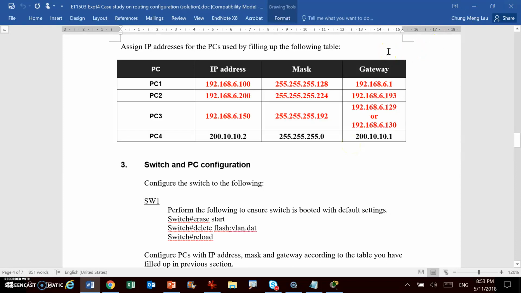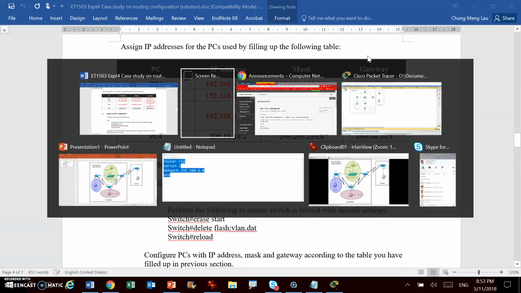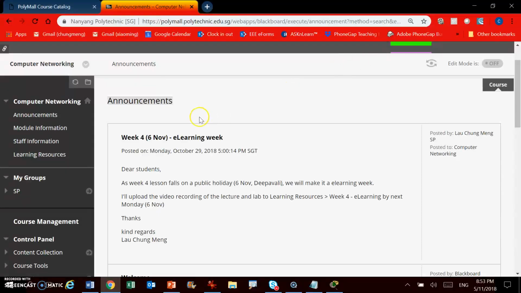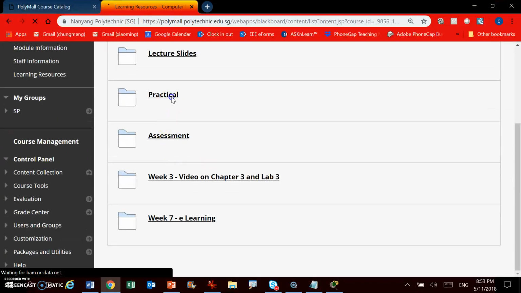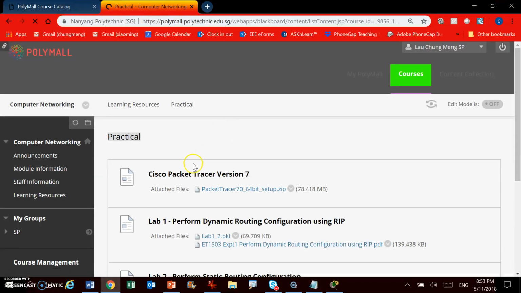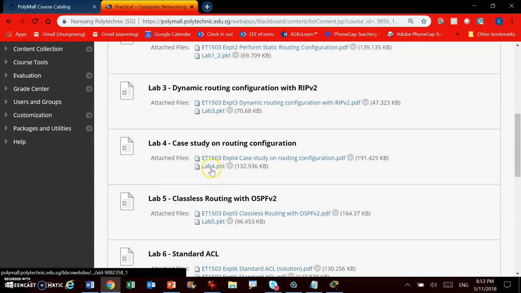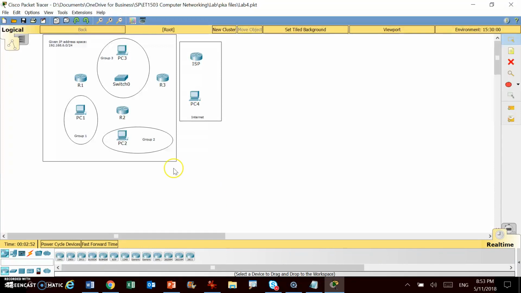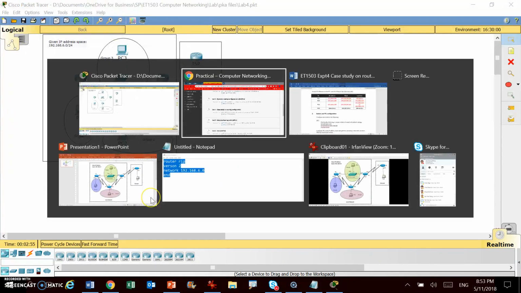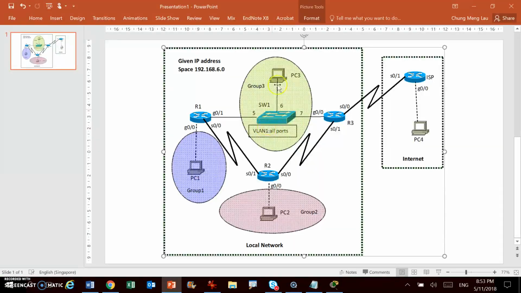Okay, so we have done our subnetting, we have assigned our IP addresses, we are all ready to configure our network. So go ahead, proceed to Polymorph. Okay, so inside Polymorph, go to Learning Resource, Practical, Lab 4. Okay, download the Packet Tracer file, and open it. When you open it, you should see this network, which is our network over here, all the devices in our network.